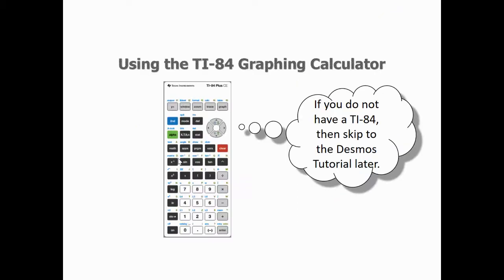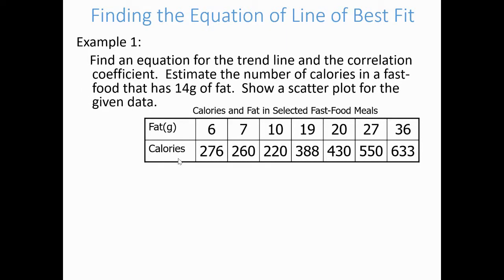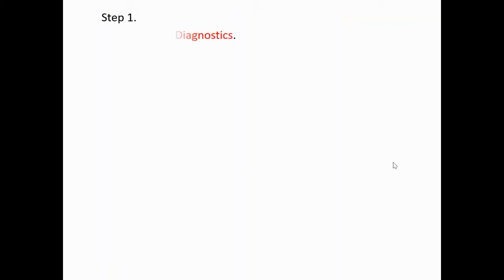Now, I'm going to show you how to do this on the TI-84 calculator first. I want you to watch through this, but if you decide to use Desmos, that will come next. On the TI, make sure you hit second plus 7, 1, 2 and clear the calculator. Now we're going to use this example to help us. This is the calories of fat in selected fast food meals. As you can see, as the fat grams get higher, the calories are getting higher. Now we're going to show a scatter plot of what that looks like.